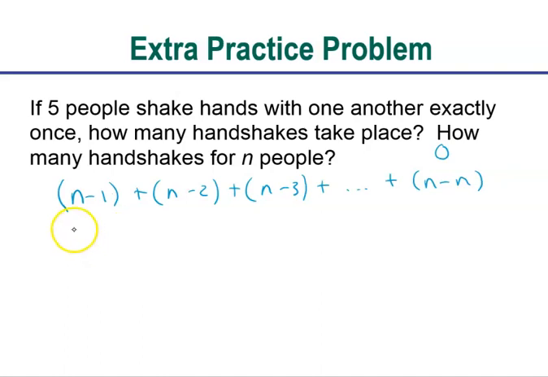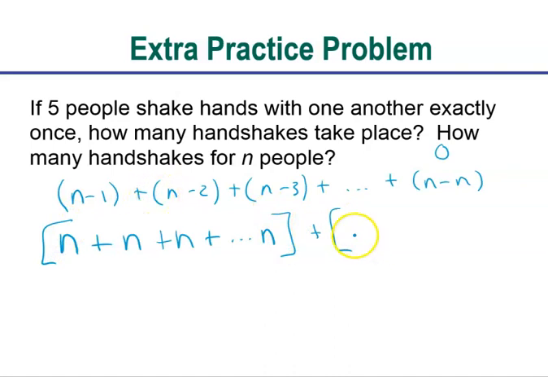So that would be, make sure my pen's working, n plus this n plus this n plus this n plus we keep going all the way till we get to this n. Okay, I'm going to group those together. All right, plus this is -1 plus -2 plus all the way to -n.